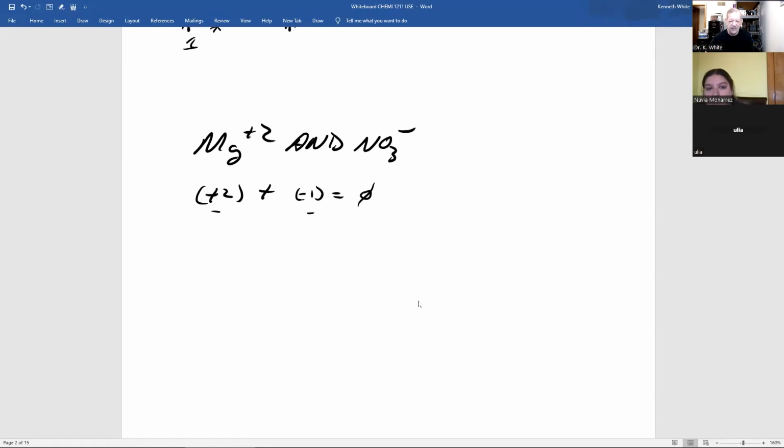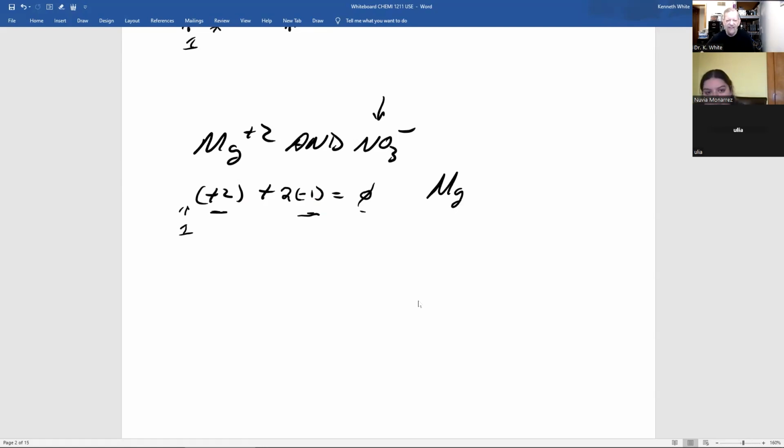You can't change the charge, but you can change how many. If this is a +2, how do I get this to -2? I put a 2 there. And now +2, 2 times -1 is -2, adds up to 0. How do we show this? Because there's no number there, it's number 1, I have 1 magnesium.